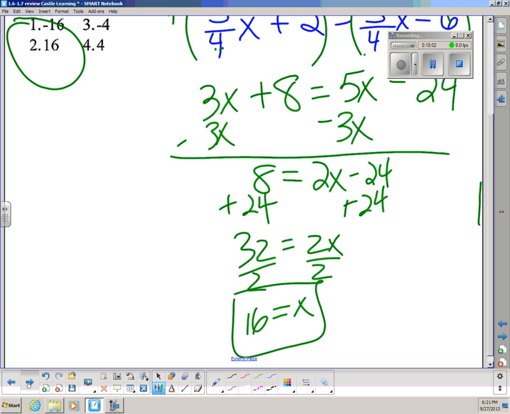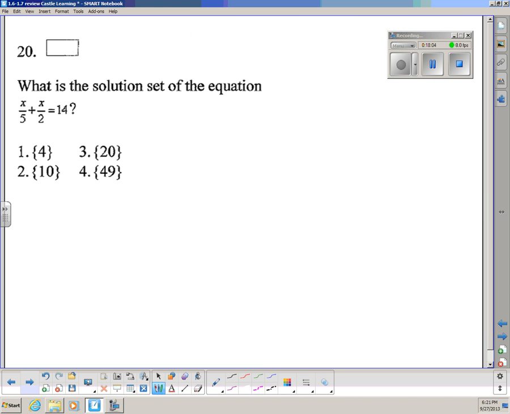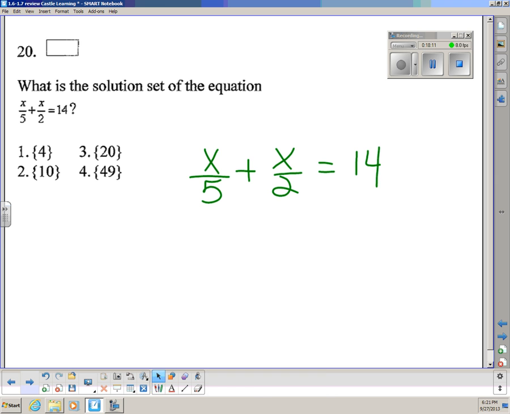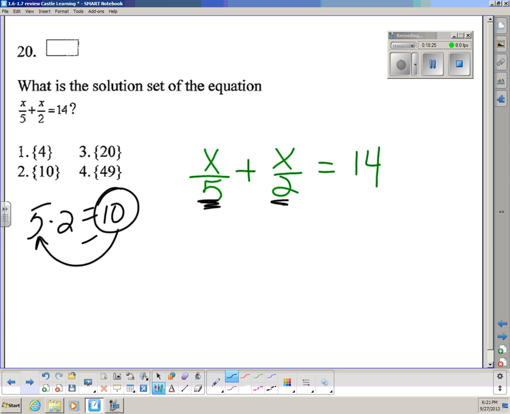Choice 2. And number 20, we have x over 5 plus x over 2 equals 14. So now I don't have one number in the denominator. I have two numbers in the denominator. So if you want to figure out what number is going to clear them, one quick way to do it is to take your denominators and multiply them. 5 times 2 is 10. 10 is a number that divides into 5 and 2. Or rather, 2 divides into 10, and 5 divides into 10. So I want to multiply everything by 10 here.